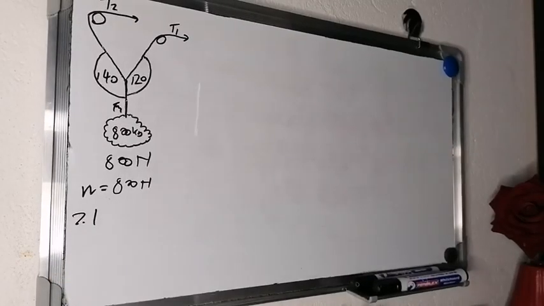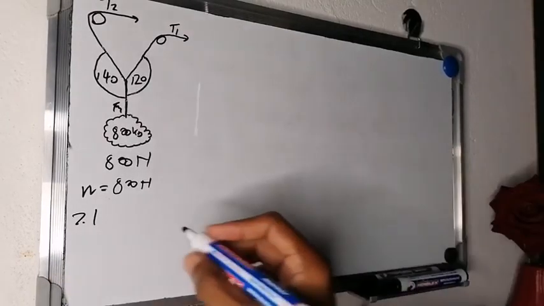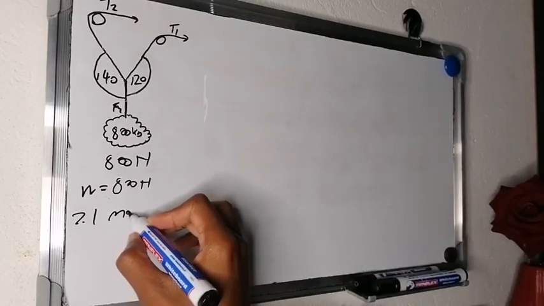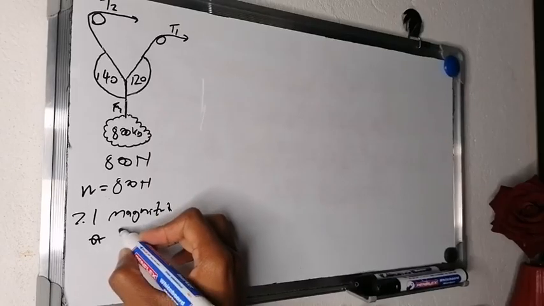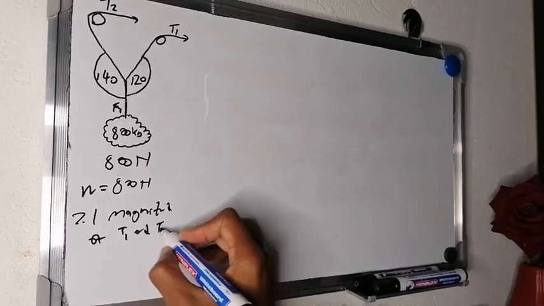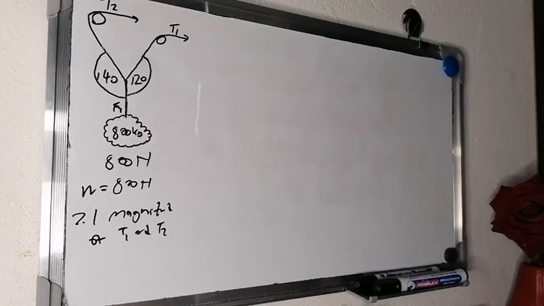On 2.1, because that question is on 2.1, they said calculate the magnitude of tension 1 and tension 2. Now, how are you going to do that? Or how are you going to begin? Let's start doing this.